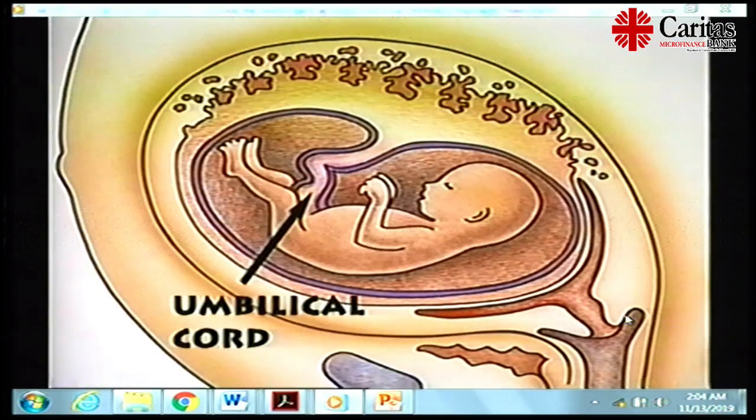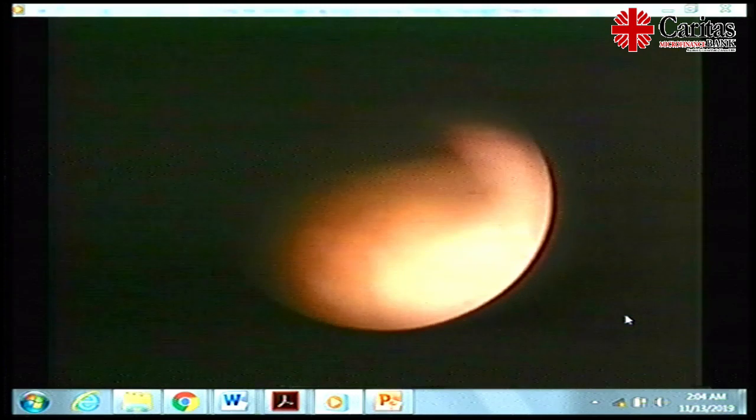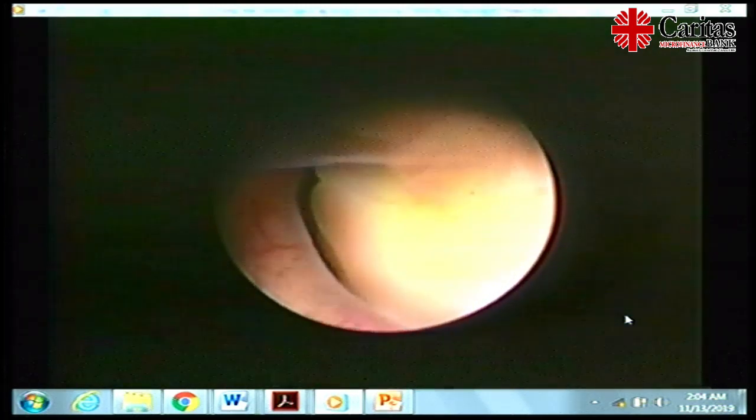Just zoom past this here. This is 9 weeks. That's the insertion of the umbilical cord into the baby's abdomen. And there's the hand. There's the face again. Little feet.